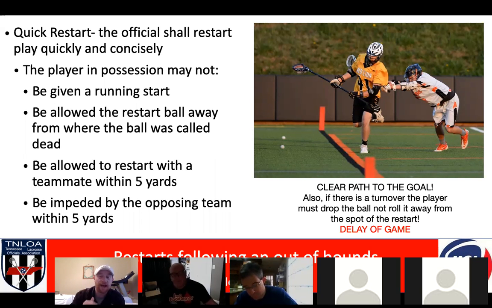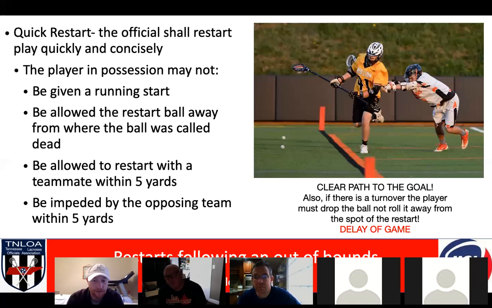These rules we have to keep really, really tight. Because if you restart the play and there's a defensive guy 1 yard away from him, it's a delay of game penalty. If you look over here underneath that picture, a clear path to the goal is exactly what the U.S. Lacrosse guidelines outline. Also, if there is a turnover, the player must drop the ball and not roll it away from the spot of the restart. That's a delay of game penalty.